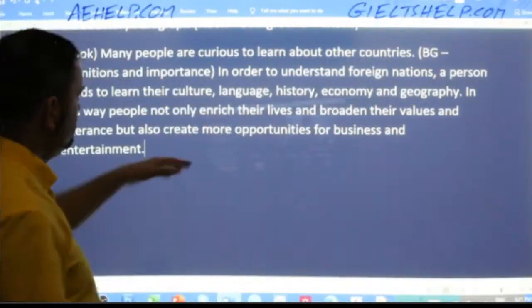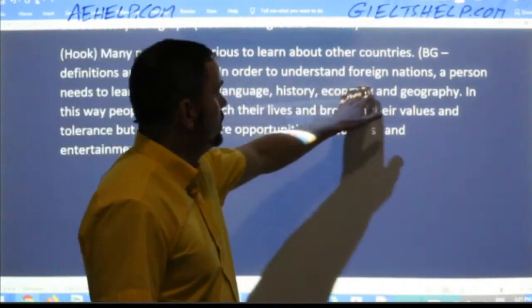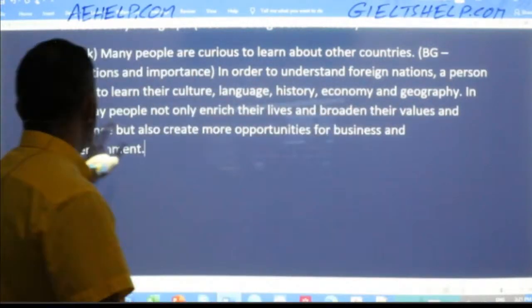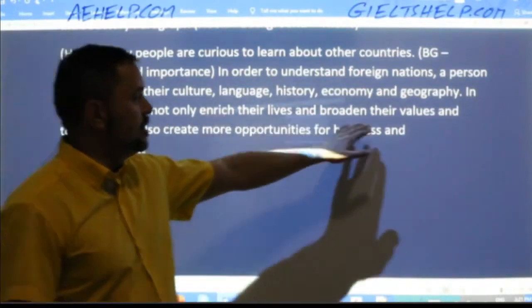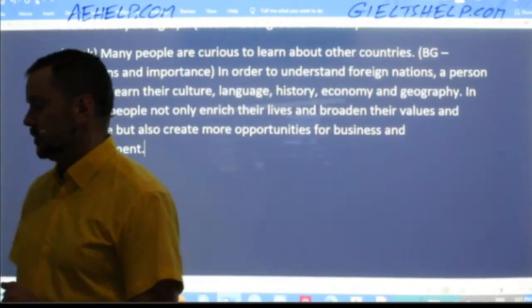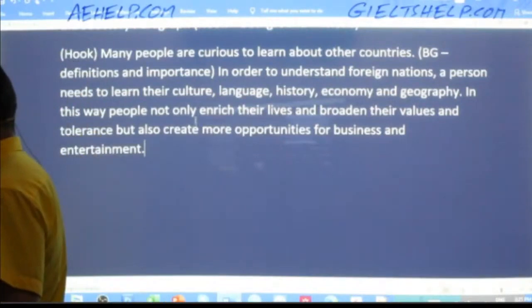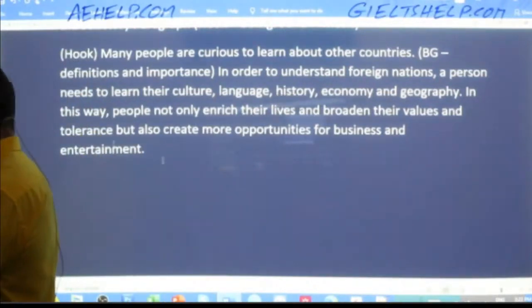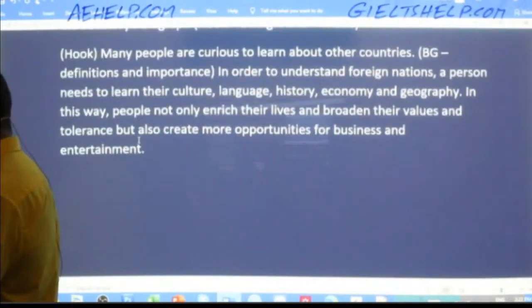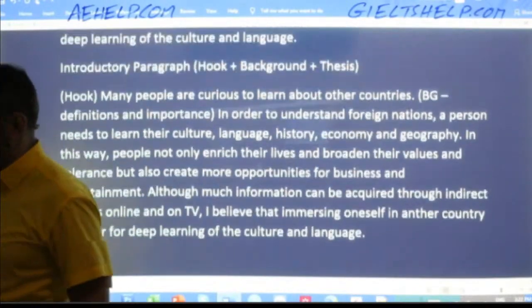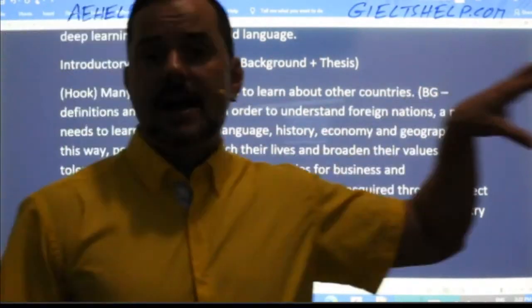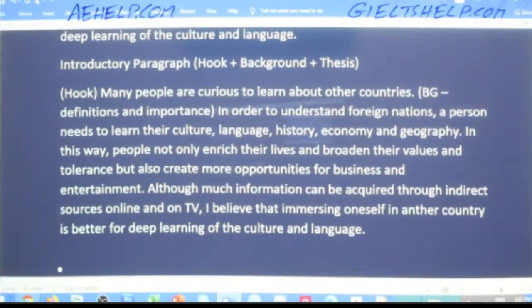So here I have, in order to understand foreign nations, a person needs to learn their culture, language, history, economy, and geography. In this way, people not only enrich their lives and broaden their values and tolerance, but also create more opportunities for business and entertainment, okay? So there's my definition and importance, okay? Now, all I need to do is grab my thesis, stick it in the end, and then away I go. I have my complete introduction, okay? So there's my introductory paragraph. It's definitely at that band 8.5, band 9 level, and I'm good to go, okay?